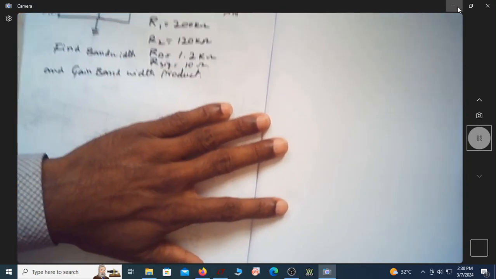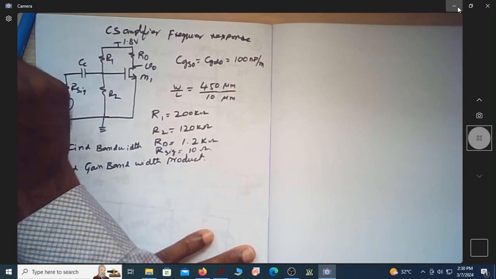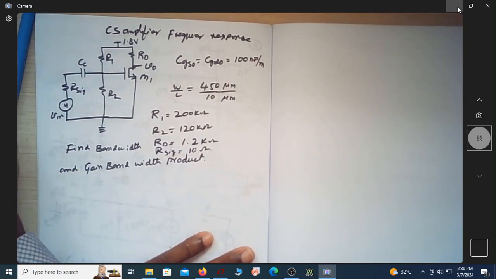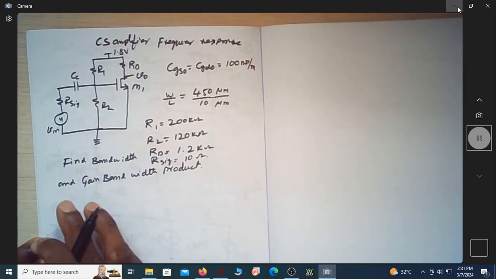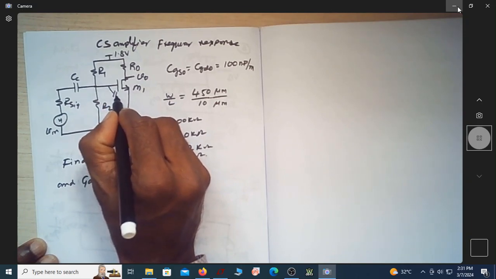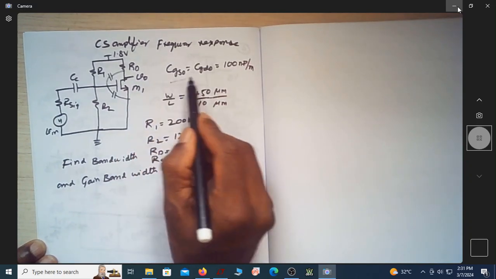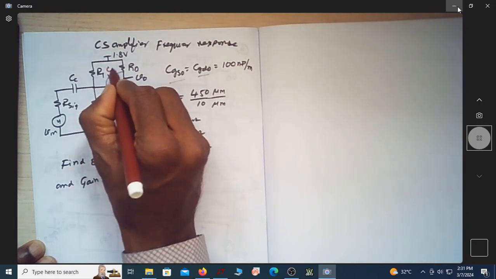Okay, fine. Let us spend some time in finding the frequency response of CS amplifier. Let us write the small signal model of this entire network, even considering the capacitors, because for finding frequency response I need to consider the capacitors also. So let us consider these two parasitic capacitances CGSO, CGDO.